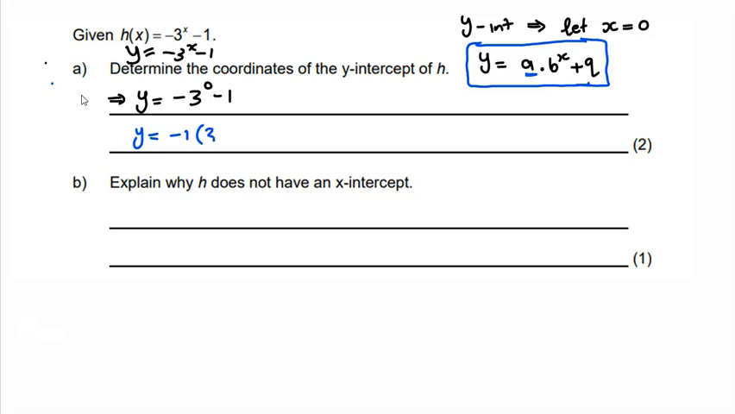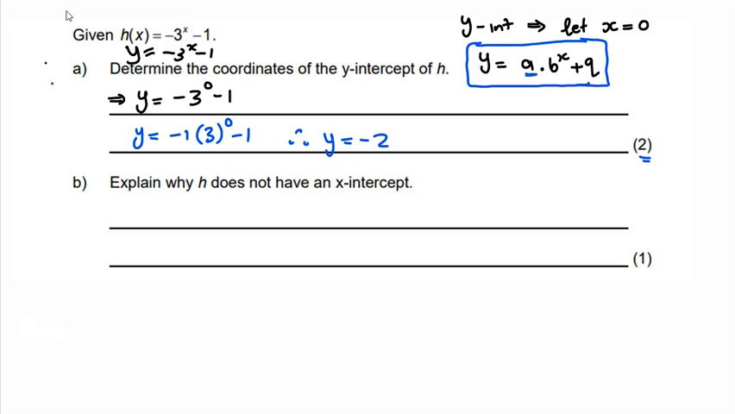Inside the bracket, we have 3 to the power 0. So now the 3 is the value of b. So now I think everyone understands. Where there's x, we substituted 0 minus 1. Because if you put it wrong on the calculator, you're going to lose the 2 marks. So now we can see that 3 to the power 0 is just 1, which will give us minus 1 minus 1. Therefore, what is the value of y? The value of y is just negative 2.